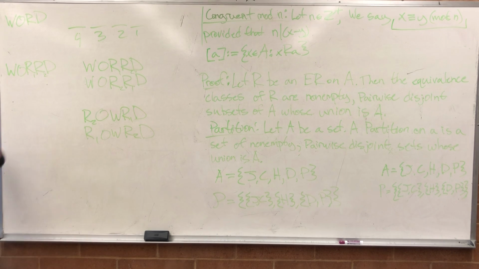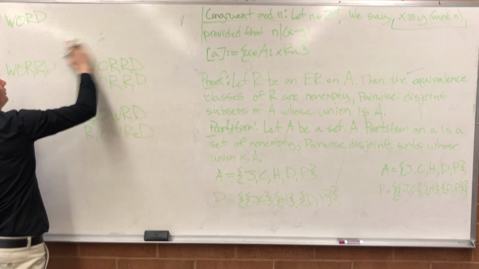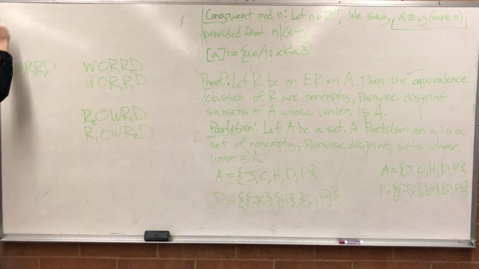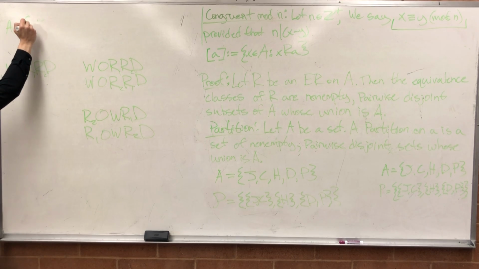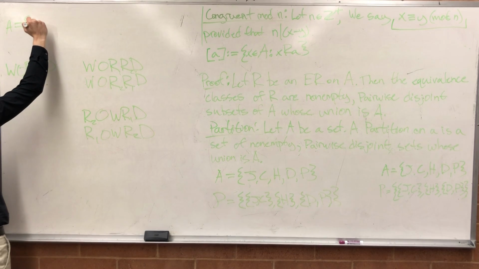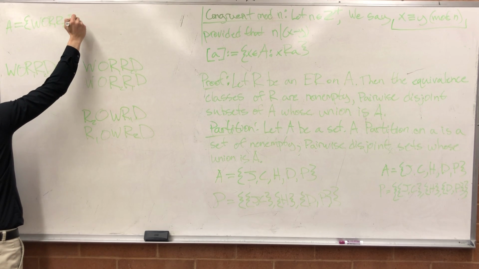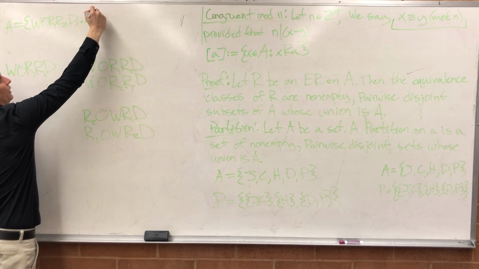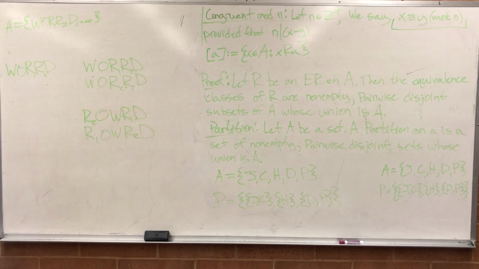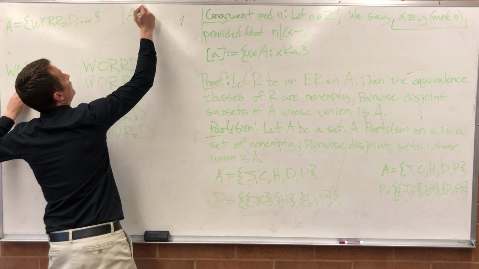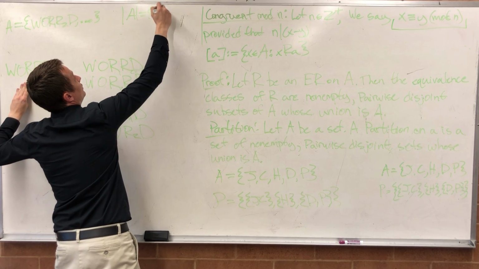So we're creating equivalence classes on the set of all the ways that we can arrange those. Our set A is the set of all the ways that we can arrange these letters. So A is equal to W, O, R1, R2, D, comma, dot, dot, dot, every possible arrangement we can have. How many possible arrangements are there? 5 factorial. You've done this 100 times. So we know the size of A is equal to 5 factorial.